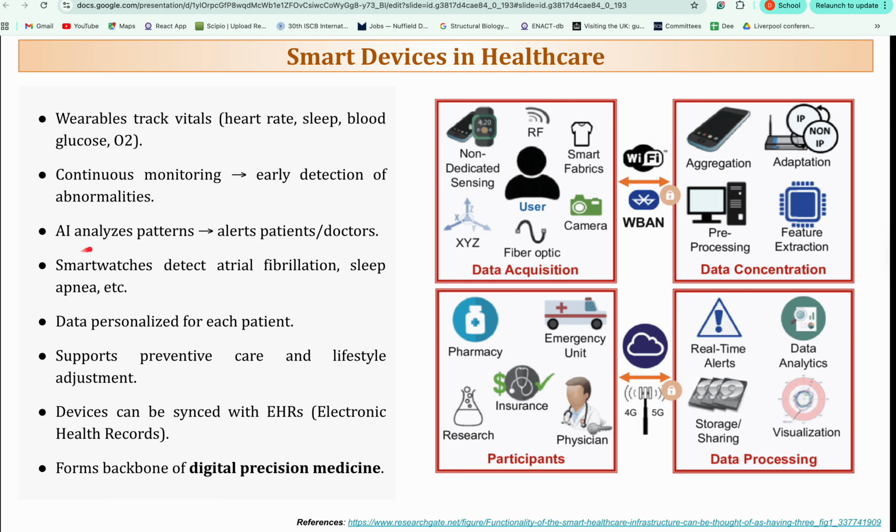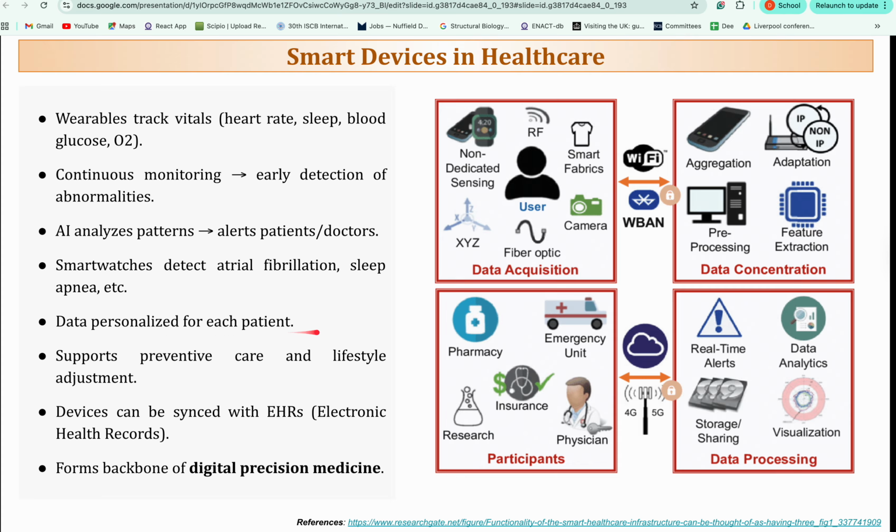So with the help of artificial intelligence, it will track the pattern. It will see what the normal pattern is, and if it is abnormal then it will directly give you the alert. So it will not just help the patients but will also alert the doctors. Smart watches detect atrial fibrillation, sleep apnea, etc.